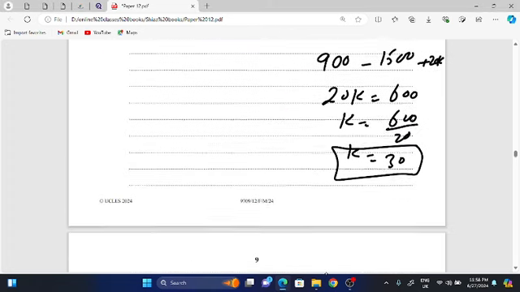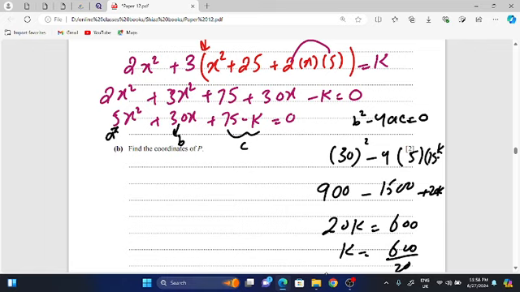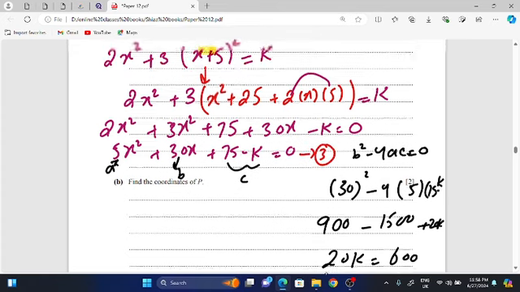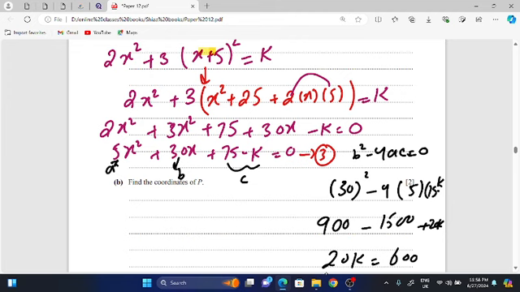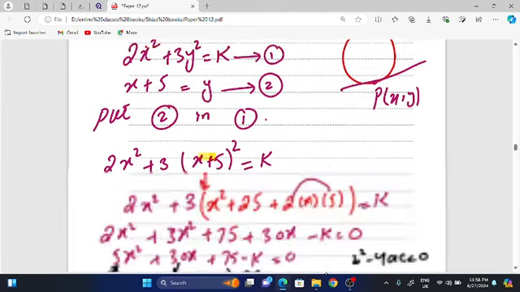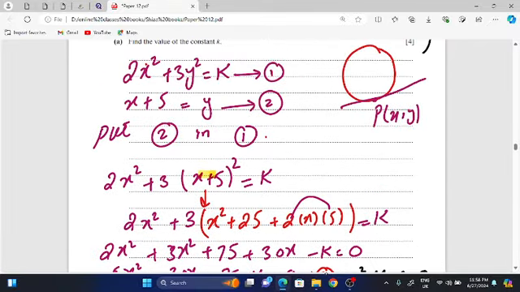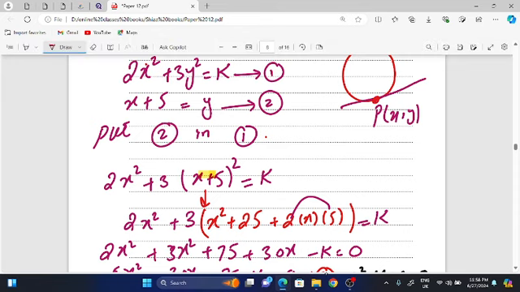Okay, the value of k that you got, that is coming as 30. Now you need to put back that value of k back to that equation number 3. Now the question arises, why am I going to put the value of k in equation number 3, not in equation number 1 or 2? Because P is the point at which the curve and the line cut each other. So it means that this is the intersection point of a curve and a straight line.